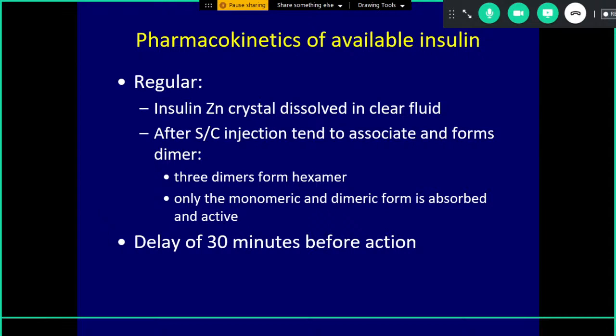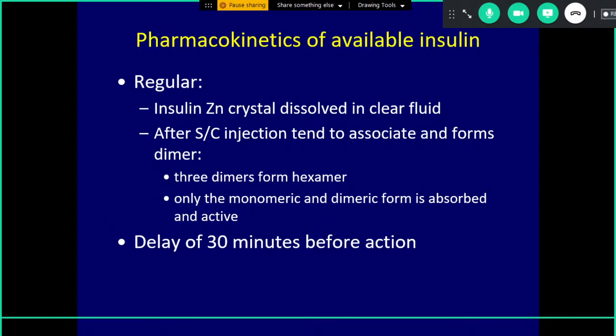So what are the sorts of insulins that we have? We have conventional regular insulin, which was a zinc crystal dissolved in clear fluid. Basically, what happens with the regular insulin is that it is monomeric to start with, but once it's injected, 3 dimers combine together and form a hexamer. Then the hexamer has to break down back to become a monomer before it gets absorbed in the blood and starts working, right? And this process takes about 30 minutes.